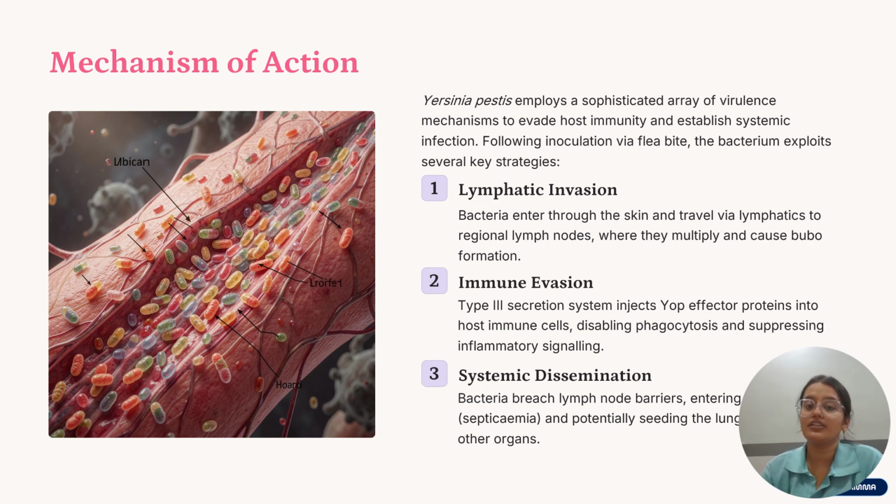Now immune evasion. The type 3 secretion system injects Yop effector proteins into host immune cells, disabling phagocytosis. So the macrophages and neutrophils are not able to phagocytose this bacterium, and inflammatory signaling is suppressed. Systemic dissemination: bacteria breach the lymph node barriers, entering the bloodstream and causing septicemia, and potentially seeding the lungs, meninges, and other organs.